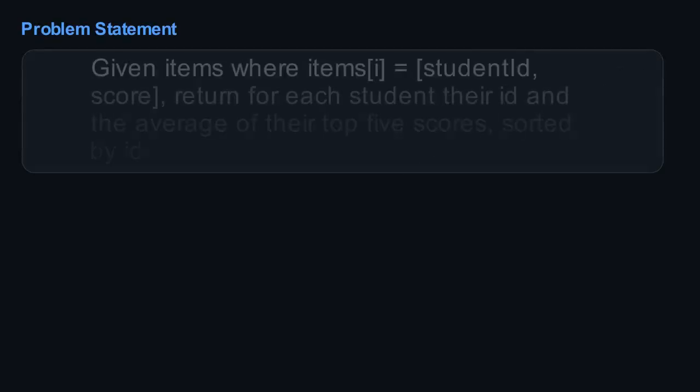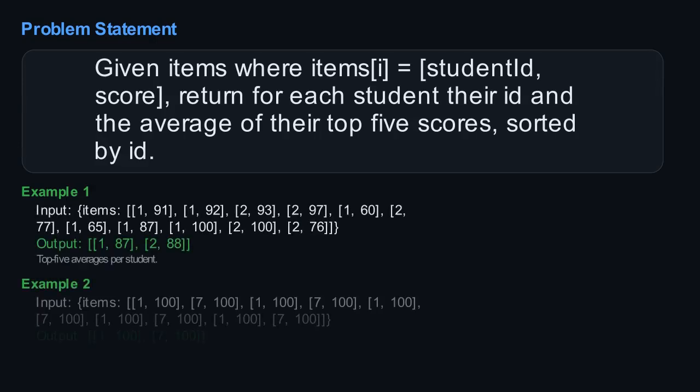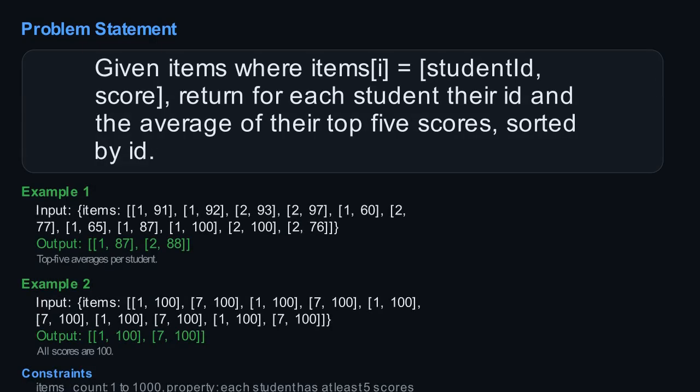You receive a list of records, where each record contains a student ID and a score. Your goal is to return a list of student IDs paired with the average of their top 5 scores. If a student has fewer than 5 scores, average all of them. The output must be sorted by student ID. The core challenge is filtering the top 5 values for each unique ID from a potentially massive, unsorted dataset.